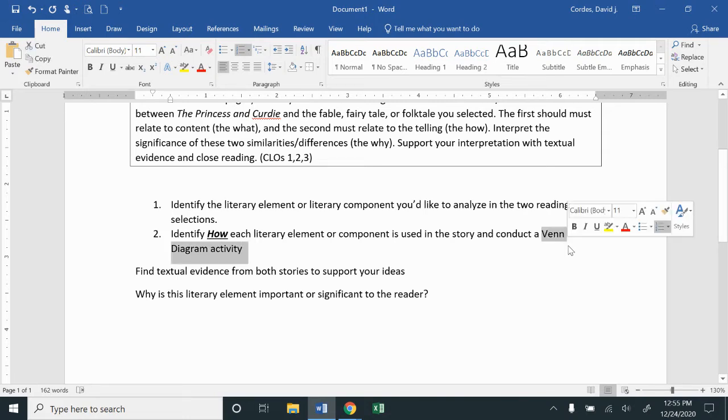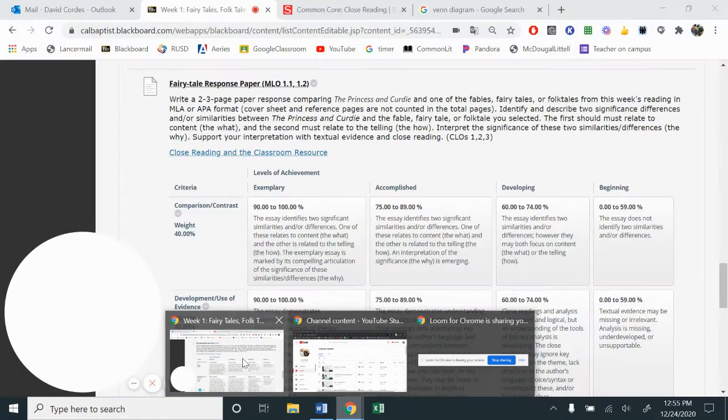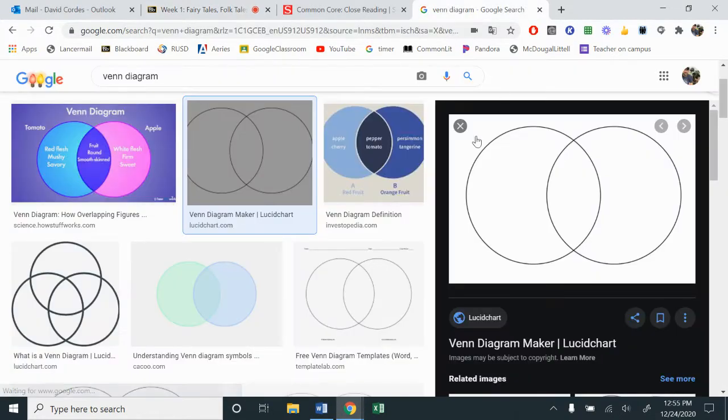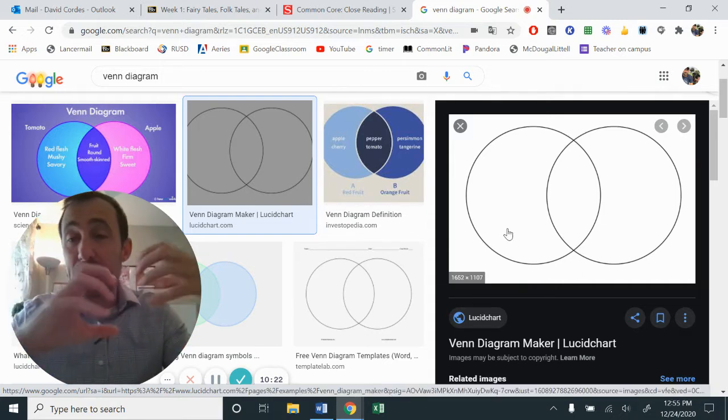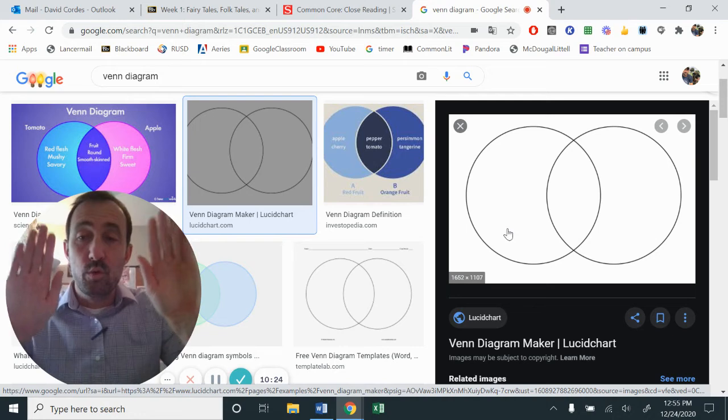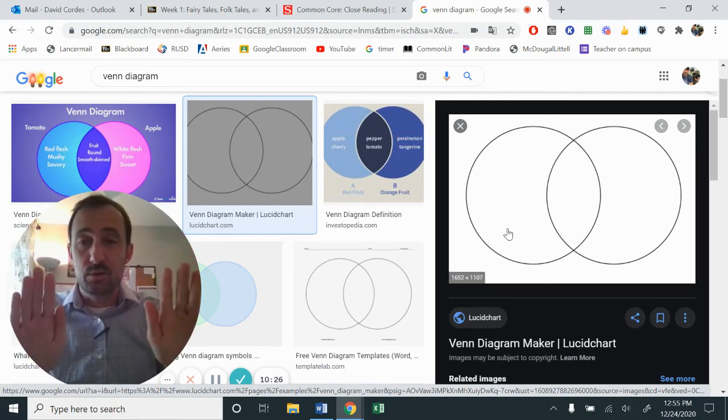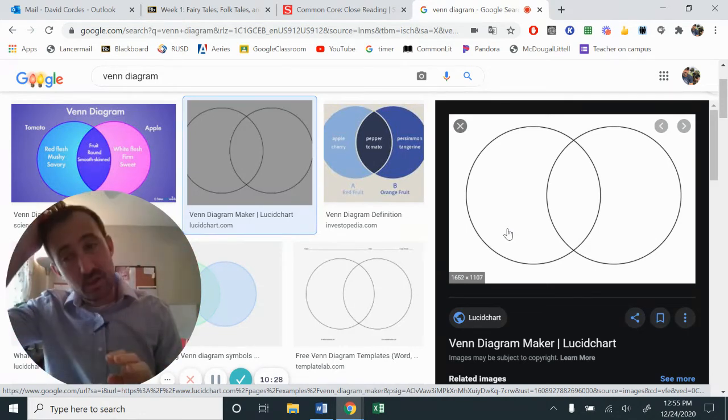If we were in the classroom, I'd actually take an opportunity for us to do a Venn diagram. A Venn diagram, come back over here. I've got so many windows open. If you've done a Venn diagram before, it's essentially comparing and contrasting in nature. What are the two things that we're analyzing? How are they similar?